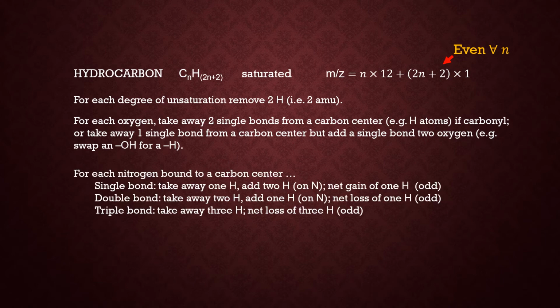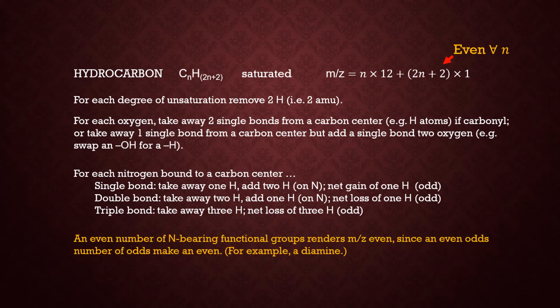However, if I now start working with nitrogen, which is trivalent, there are 3 scenarios. A single bond takes away 1 hydrogen and adds 2 on the nitrogen, which gives me a net gain of 1, which is odd. Double bond, I take away 2 hydrogens and add 1 hydrogen back, so I'm still odd. And then the triple bond takes away 3 hydrogens, giving me a net loss of 3 hydrogens, which is an odd scenario. So I get an odd M to Z when I have an odd number of nitrogens attached to the carbon skeleton.